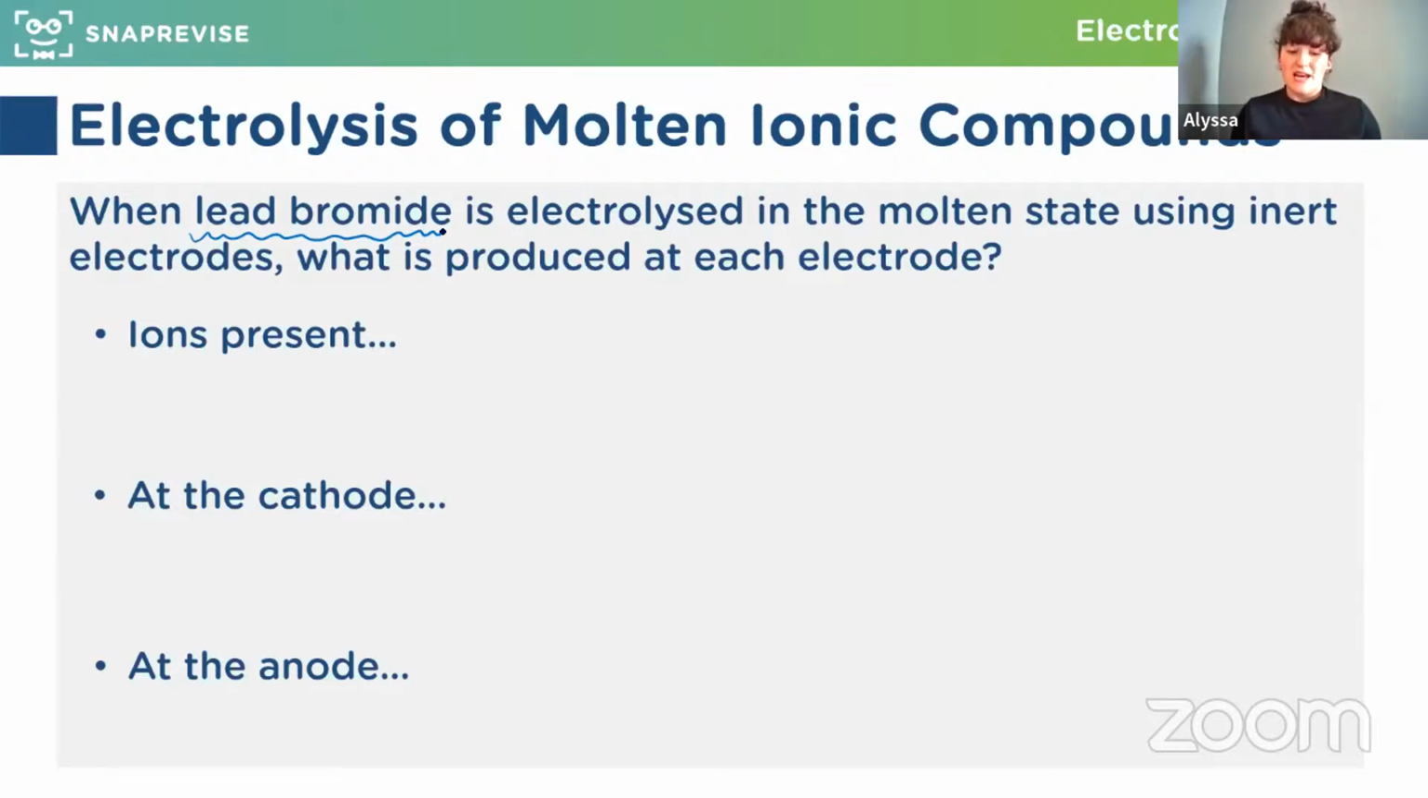So if we've got lead bromide, a lump of lead bromide, and we've melted it. It's molten. All we've got is lead bromide. We then stick some electrodes in and connect it to a battery so that we can electrolyze it. What's going to be produced at each electrode? So first, questions first: what ions are present in lead bromide?